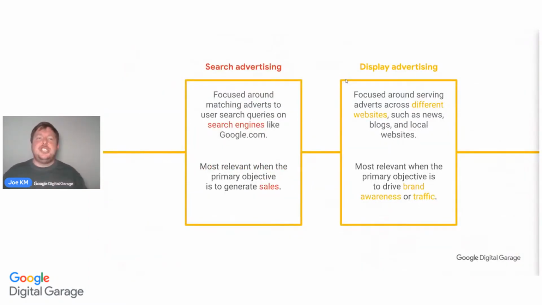Search advertising is generally focused around adverts for search queries in search engines on Google.com. And the primary objective is to generate sales, where display advertising is serve these adverts on different websites. And the whole idea of this, it could be in news, it could be in blogs, local news, local websites, but it's the most relevant when the primary objective of these is to get the brand awareness, is to get traffic. So if you want to say a new brand, a new shaver, a new technology, it might be that you put it on technology-based websites so people see it and assume if it's on a website like this, it's got to be reputable, it's got to be a good advert.